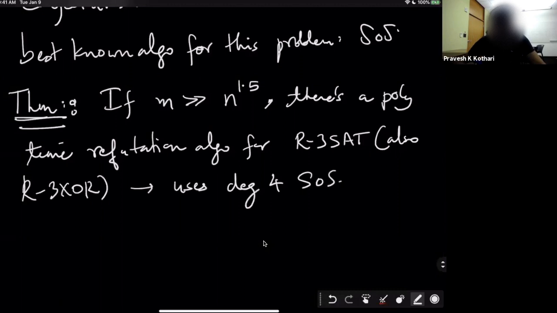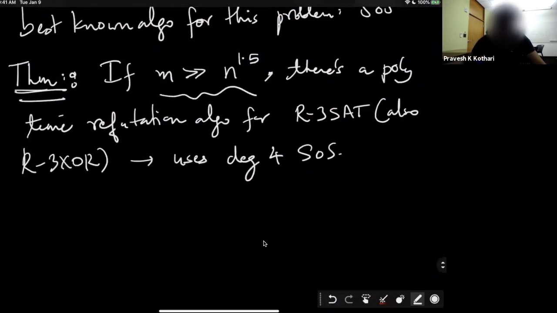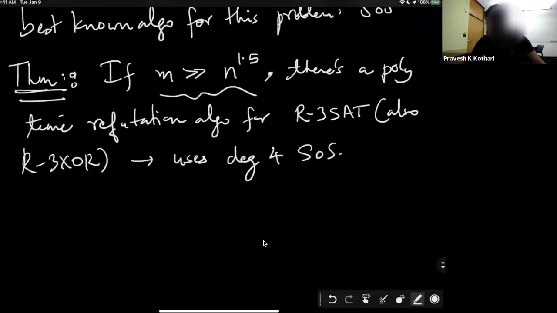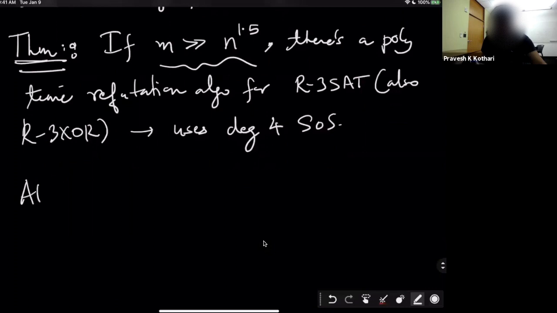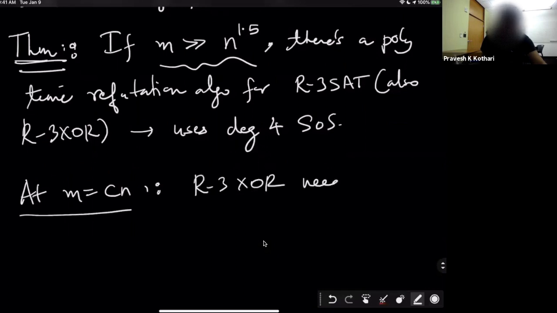This is the best algorithm that we know that manages to prove an instance unsatisfiable for random 3-SAT, and it works only when the number of constraints that you have is at least n to the 1.5. And that happens to be degree 4 sum of squares. Below n to the 1.5, we know of no polynomial time algorithm. In fact, at m equals cn, we already proved for 3-XOR that it needs degree at least omega n for refutation.